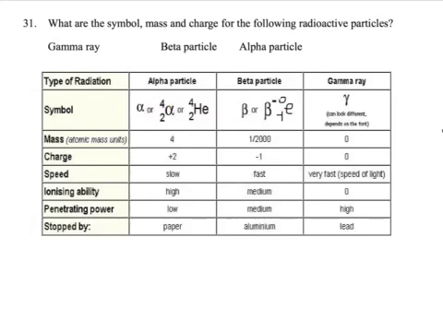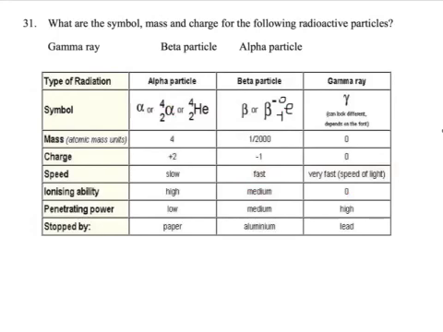Gamma, no charge. Speed, alpha particles are fairly large and they're fairly slow. Beta particles move relatively faster, and gamma, being electromagnetic radiation, travels at the speed of light. The ability for these types of particles to cause ionization: alpha are very high, beta has medium, gamma has no ionization power.